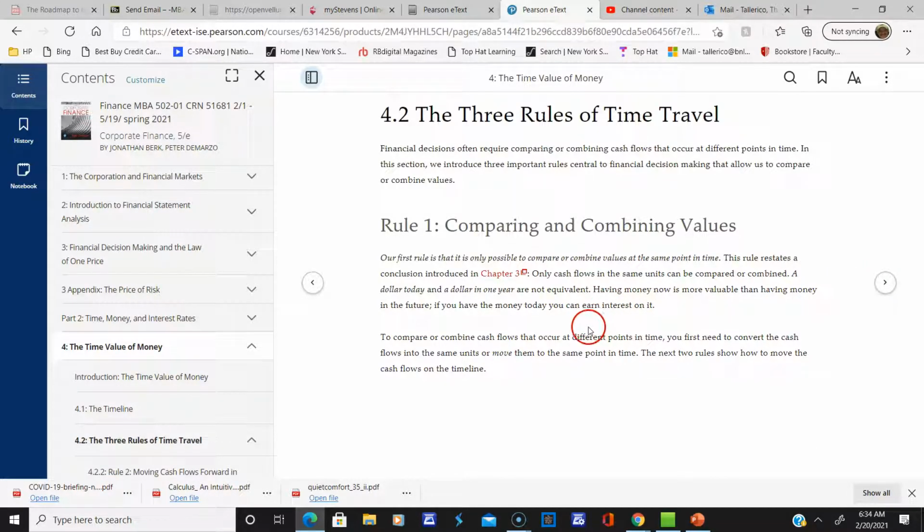All right, so there's 3 rules of time travel we've got to worry about here. The first rule we're going to talk about is that it is only possible to compare or combine values at the same point in time. All right, so that's the first rule of time travel. And this was introduced in chapter 3. And this is where the concept of present and future value come in, and we'll go over that.